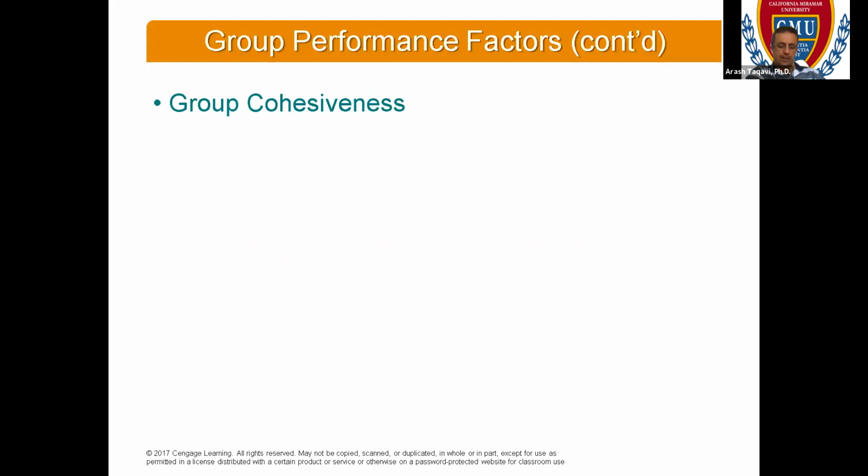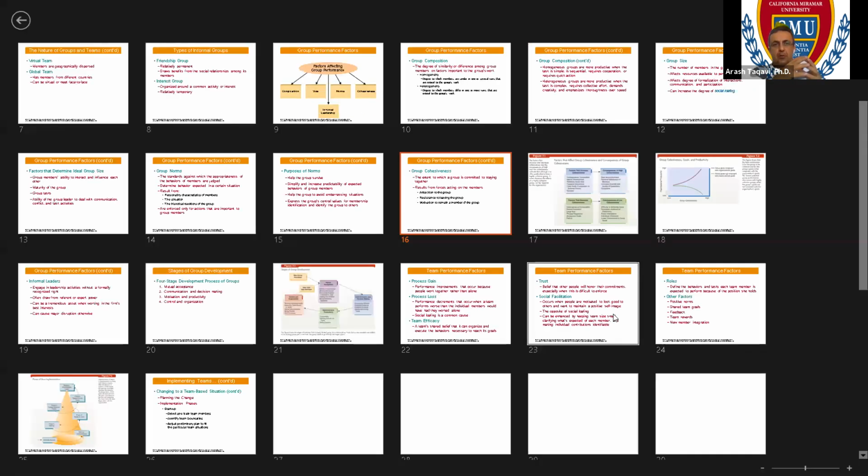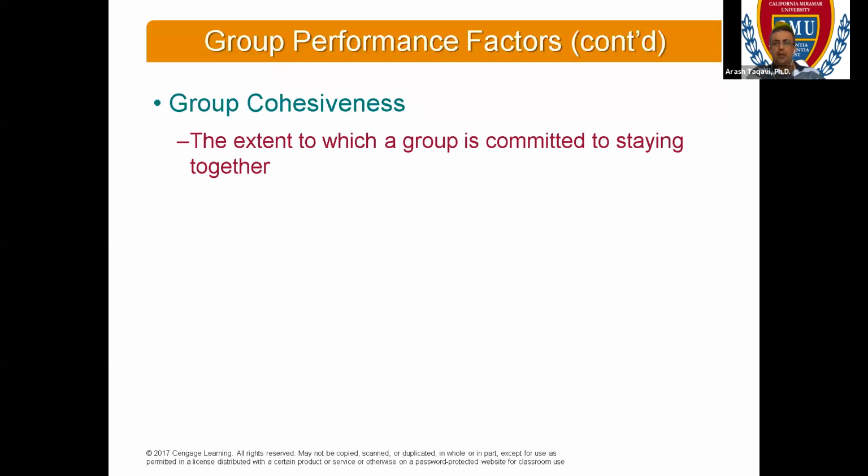Group cohesiveness: the extent to which a group is committed to staying together. If the group members are not committed to staying together, for example, it can be something like a family.